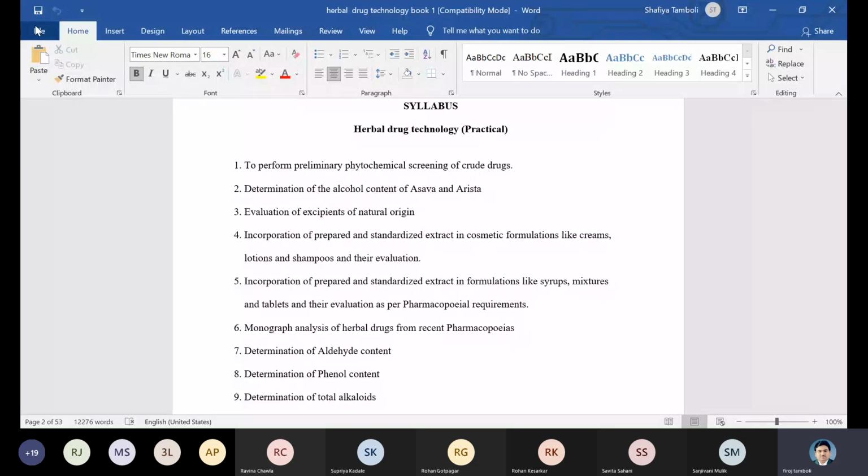Actually, it is a very long process. Collection of raw material up to what? Up to the biological assay. In that, first you have to collect the material. Suppose I give you a particular proposal for your UG projects, to perform the phytochemical and pharmacological profile of XYZ drug.